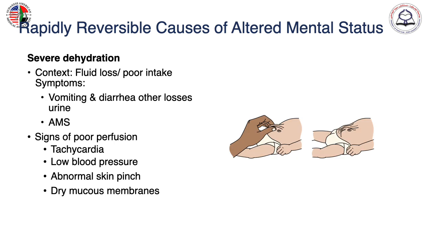Dehydration, as it causes shock, can lead to altered mental status. It happens in the context of fluid loss or poor oral intake. The patient can present with vomiting, diarrhea, and increased loss in urine as in DKA or use of diuretics. Then, as they progress into hypoperfusion and shock, they get irritability, confusion, and altered mental status. You can find tachycardia, tachypnea, reduced skin turgor, and dry mucous membrane, plus low blood pressure.